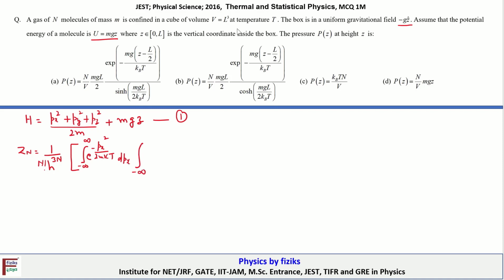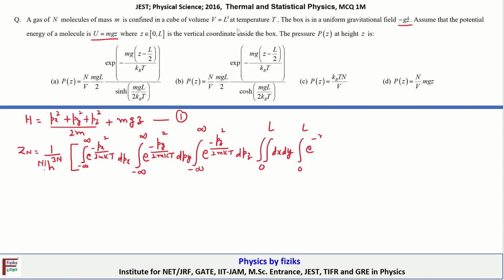d p x, then the integral corresponding to the motion along the y direction, exponential minus p y square upon 2m k T d p y, and exponential minus p z square upon 2m k T d p z. And then the integral over space coordinates x and y, so I'm writing them together, d x d y, and here the limits of integration range from 0 to L. And then along the z direction, 0 to L, exponential minus m g z upon k T and d z. Because we have an N particle system, it is raised to the power N.